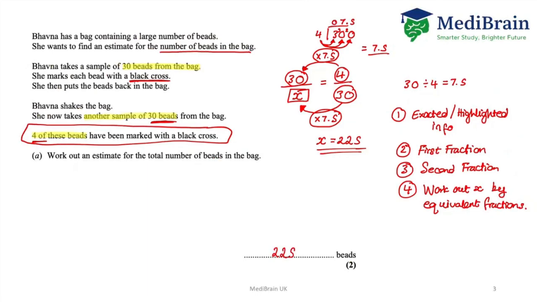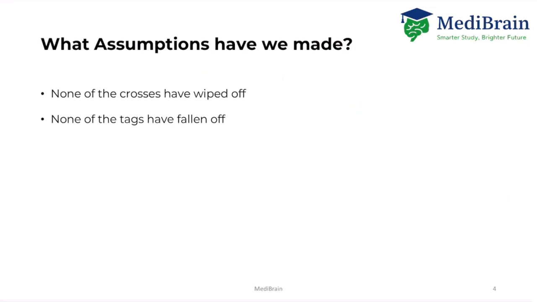Okay, and normally this will be the answer. In nearly all cases, the tag hasn't fallen off or the cross hasn't rubbed off or anything like that. And you'll see when we look at some more examples. Okay, so that's one of the assumptions that we have made. When we've shaken the bag, none of the crosses have wiped off because we marked the crosses, remember, with black. Now, if we've shaken the bag and because they've rubbed against each other, the crosses have wiped off, we can't control that. So we've assumed that they've not rubbed off when we've got to this answer.